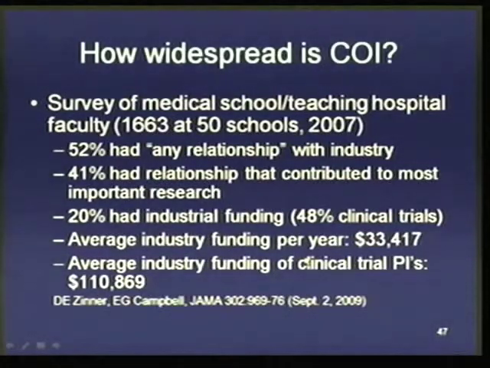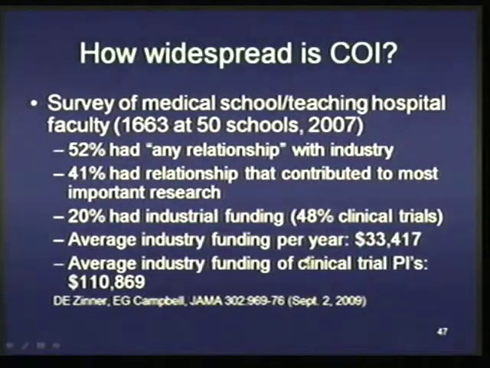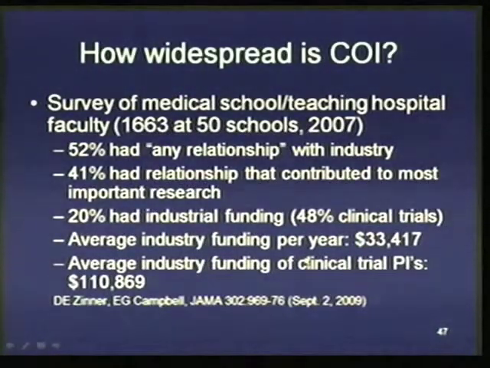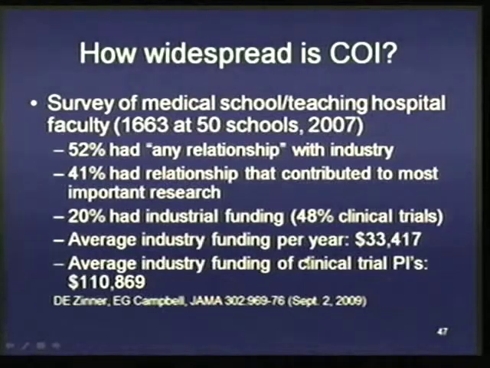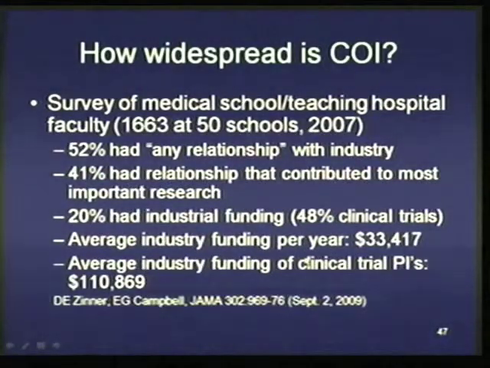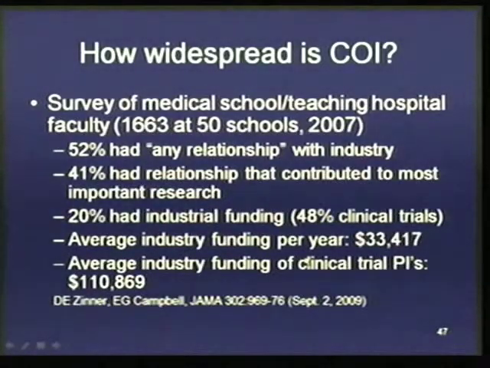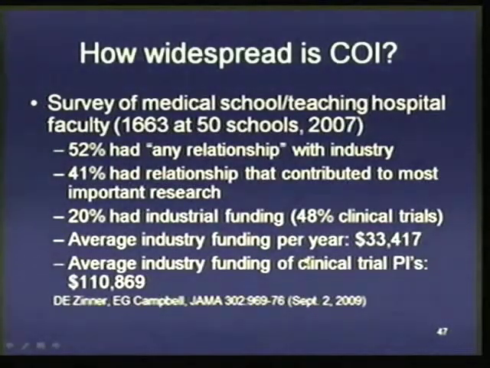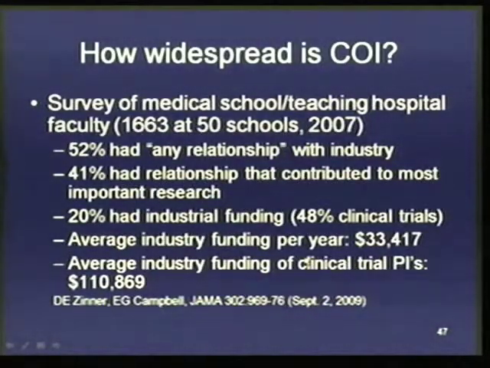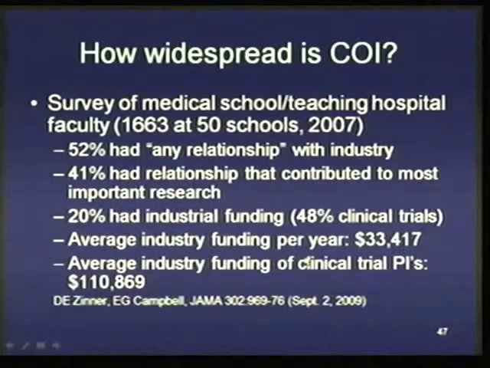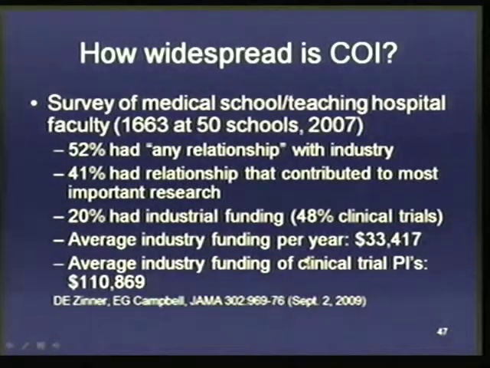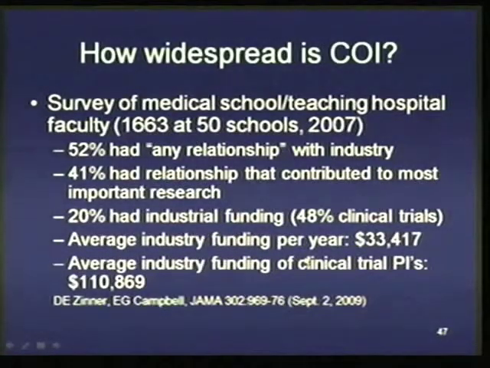Of course, when you go to clinical trials, about half of those had industrial funding. After all, who pays for clinical trials? People who want to develop new drugs. So it makes sense. The average industry funding per year of each of these investigators was $33,000. And the average funding for clinical trial principal investigators was over $100,000. So we're already talking about some serious research funding here. So again, if someone's giving you $100,000 a year for your research, you kind of want to make them happy.